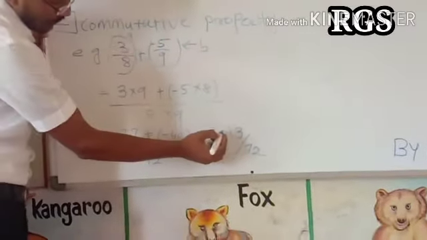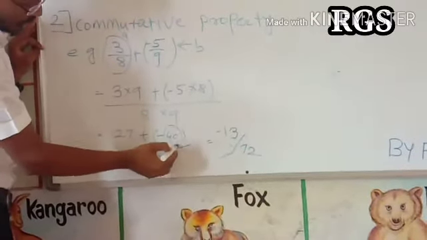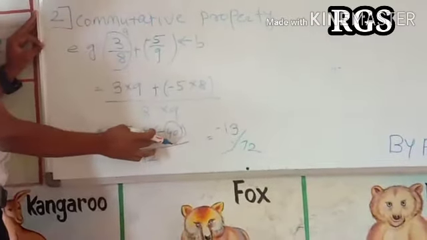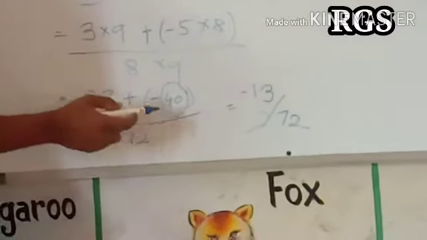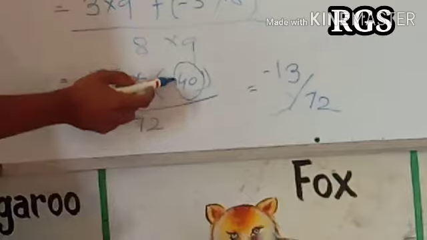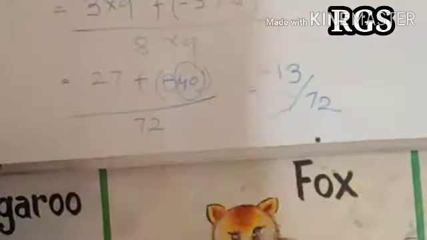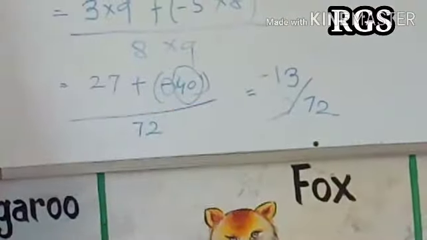Now we have to take a minus sign here. Why? Because this 40 term contains the minus sign, and here 40 is greater than 27. Therefore, we have to take the sign of the greater term. That's why we take here minus 13 upon 72.